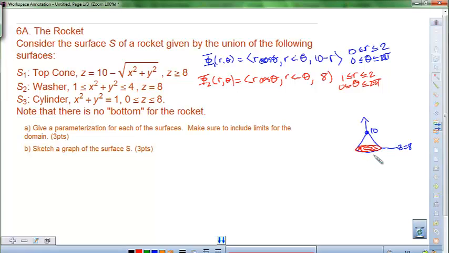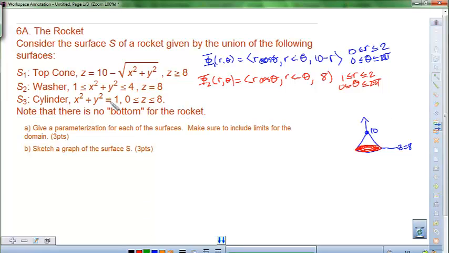Now that cone was open, and it still is open. We capped it up, but we didn't cap it with a closed disk. We capped it with a washer, which means there's still an opening down here. Let's see where the third one takes us.